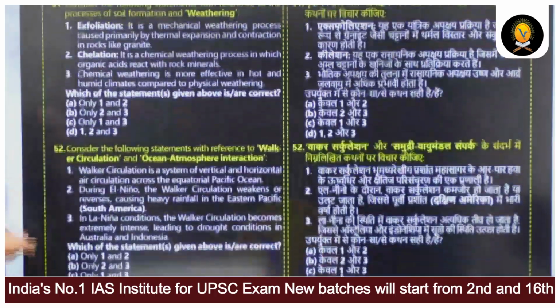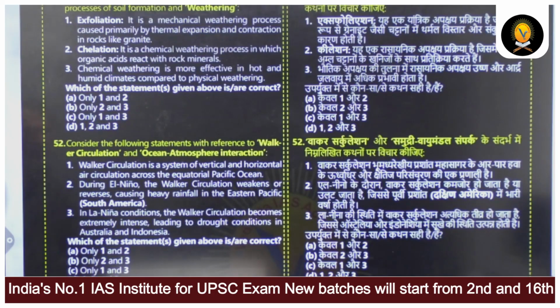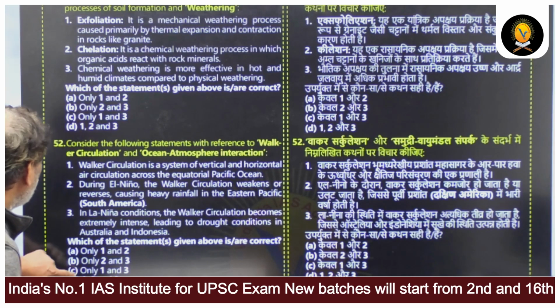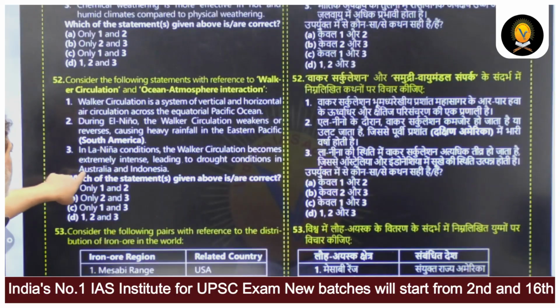Consider the following statements with reference to the Walker circulation and ocean-atmosphere interaction. Walker circulation is a system of vertical and horizontal air circulation across the equatorial Pacific, yes. During El Nino, the Walker circulation weakens or reverses, causing heavy rain in the eastern Pacific, yes, it is correct. Peru receives plenty of rainfall. In La Nina conditions, the Walker circulation becomes extremely intense, leading to drought conditions in Australia and Indonesia, wrong. Huge amounts of rainfall occur in Australia and Indonesia, so only 1 and 2 are correct, okay. So, 52 is 1 and 2 are correct.